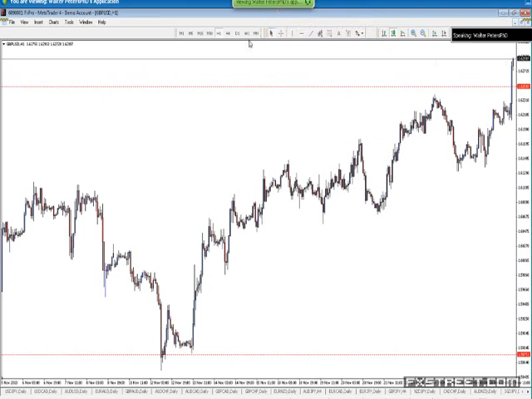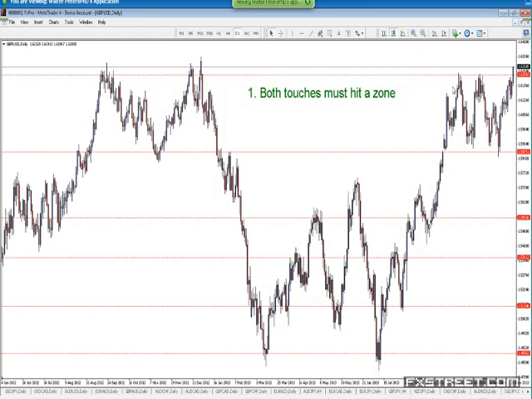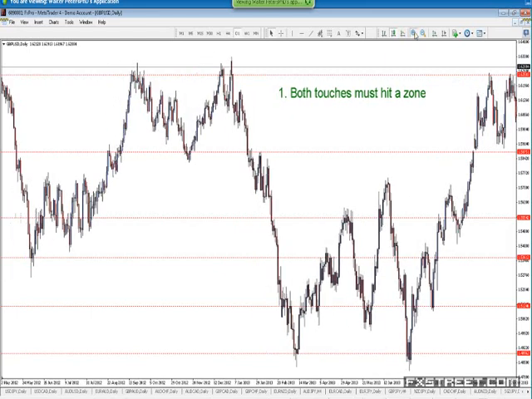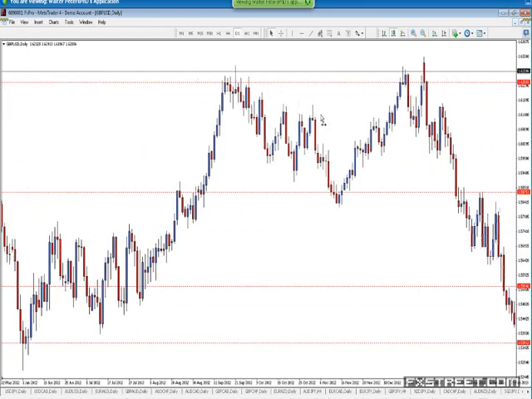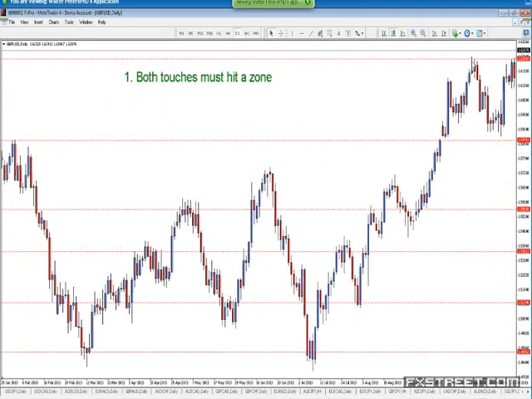There it goes. It's going up now. Okay, so let's go to the chart here. Now let me show you what the rules are, guys. First of all, both touches must be on the zone. All right? We get both touches on the zone. We have a touch here. Market falls, comes back up and touches it again. Right? Okay.